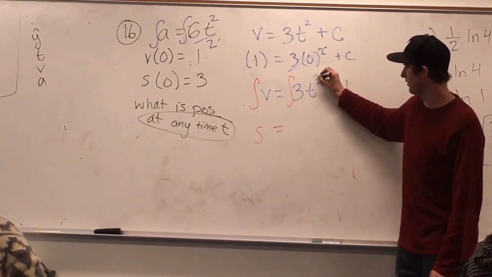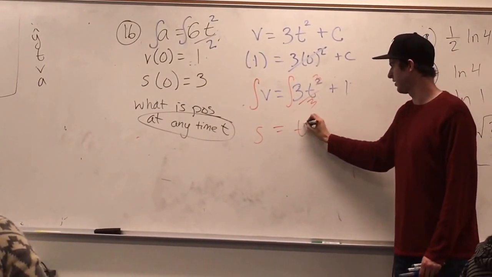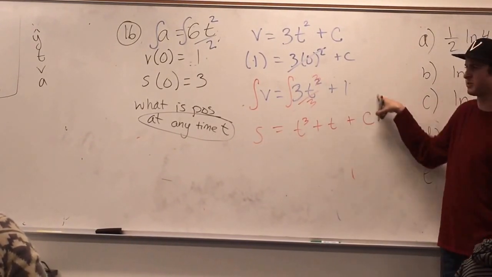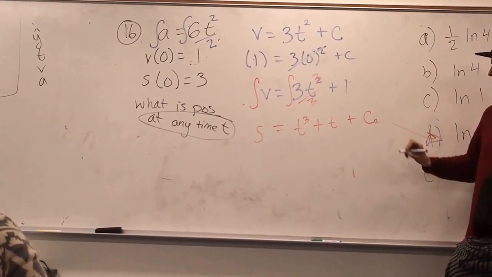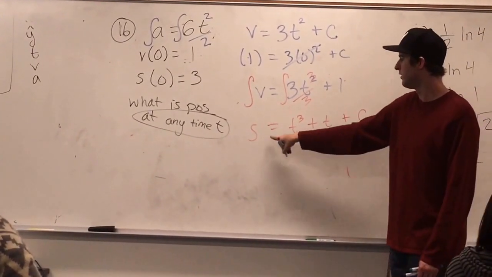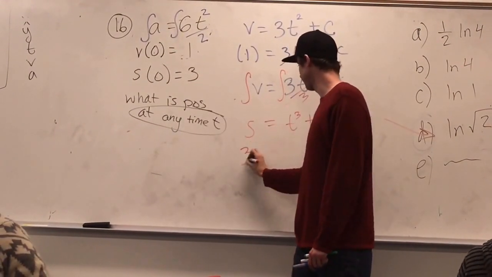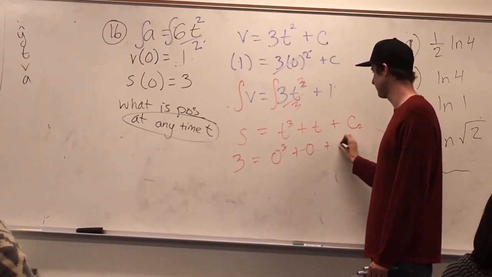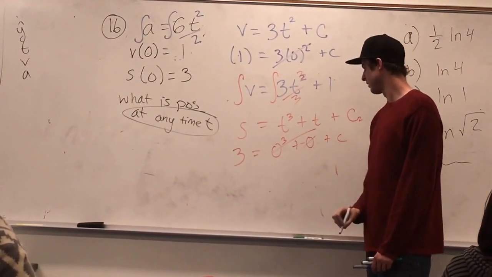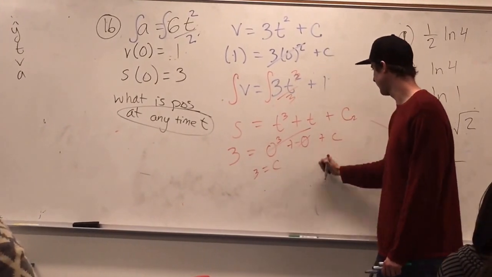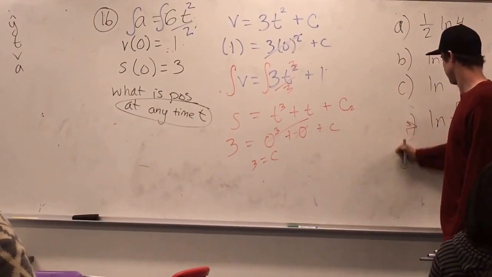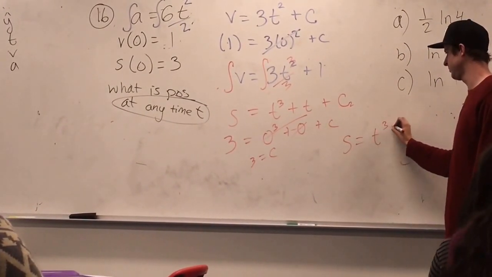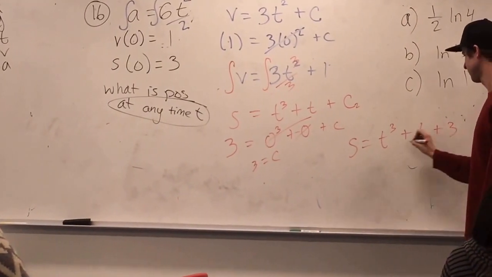s equals 3t cubed over 3, that's t cubed plus t plus c. Are these the same c's? If you want to call it c2, you can. I don't care. Then you plug in 3 for s and 0 for t: 0 cubed plus 0 plus c. So we get 3 equals c. So our answer is not 3 equals c. Our answer is s equals t cubed plus t plus 3.